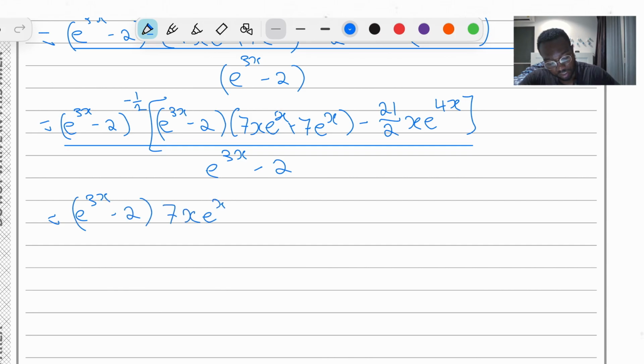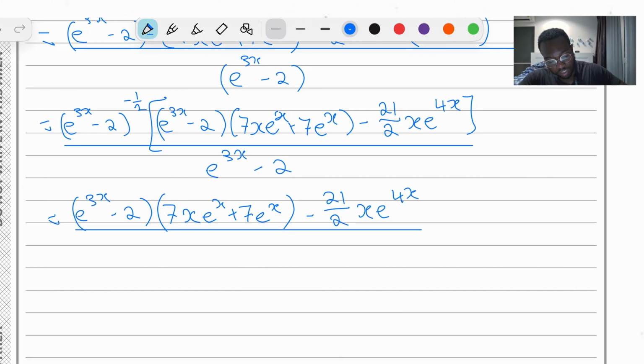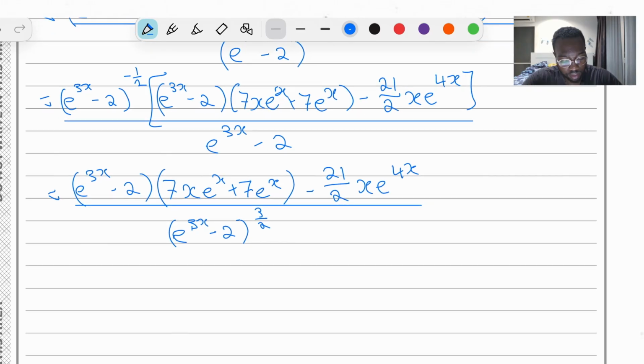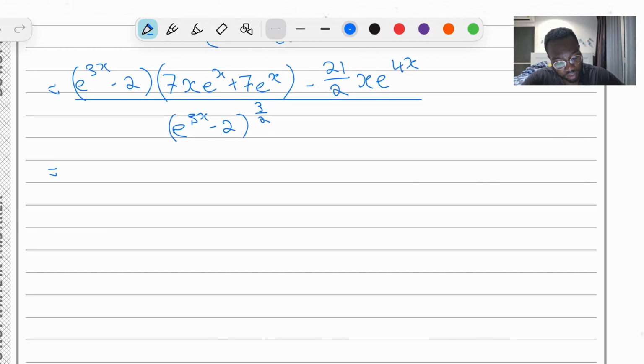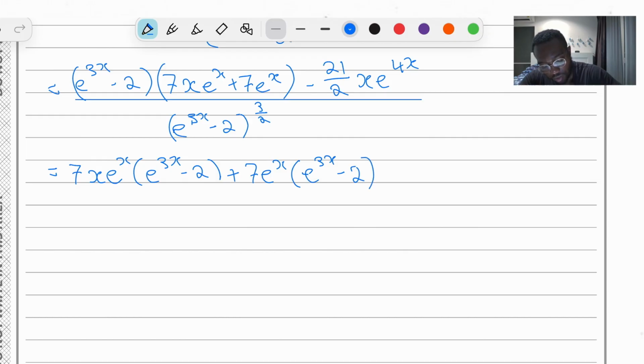7x e to the x plus 7 e to the x minus 21 over 2x e to the 4x, and then that would now give us e to the 3x minus 2 of 3 over 2. Now let's expand the brackets out. So we get a 7x e to the x of e to the 3x minus 2 plus a 7 e to the x of e to the 3x minus 2 minus 21 over 2x e to the 4x.